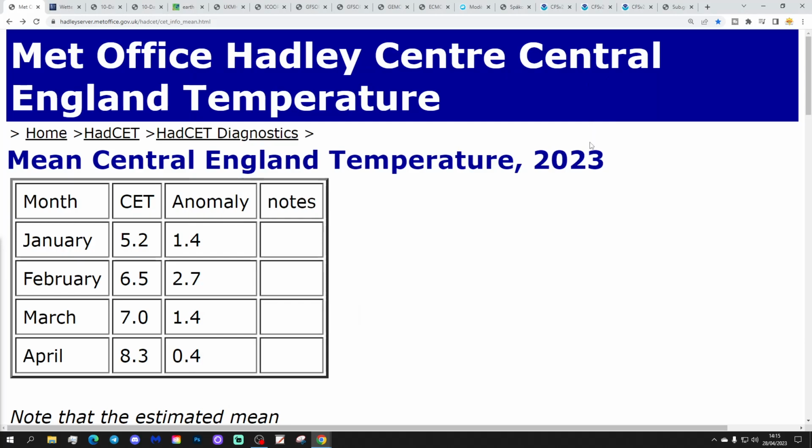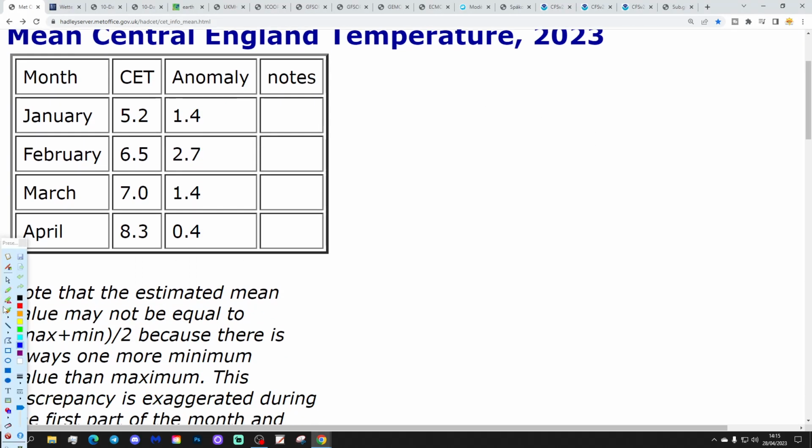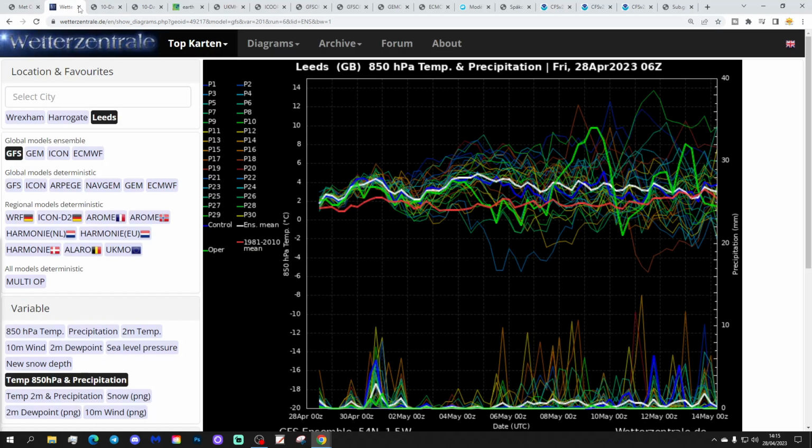Right, to start off with the CET, central England temperature, is still sitting at 8.3, which is just under half a degree above the 61 to 1990 average, and no change there from yesterday.